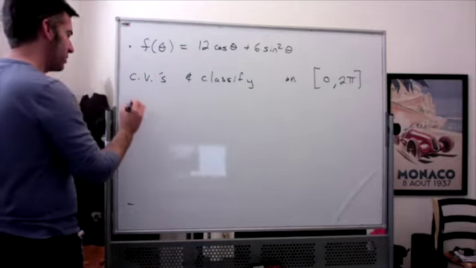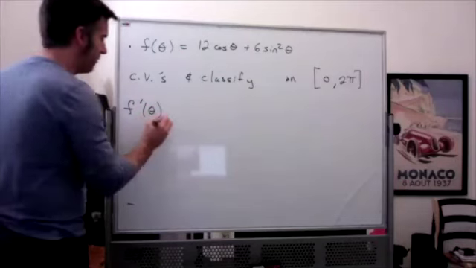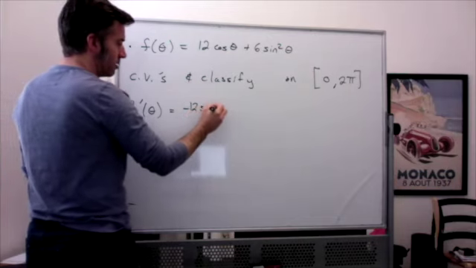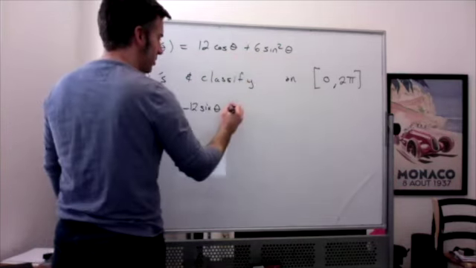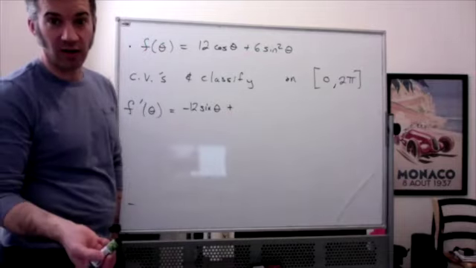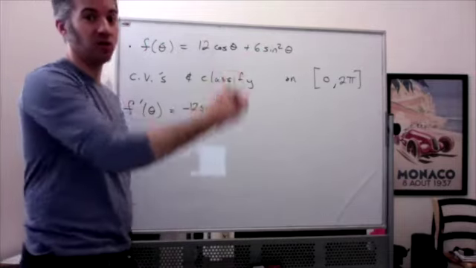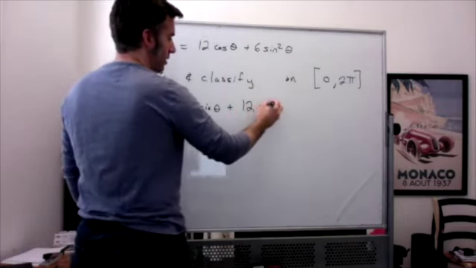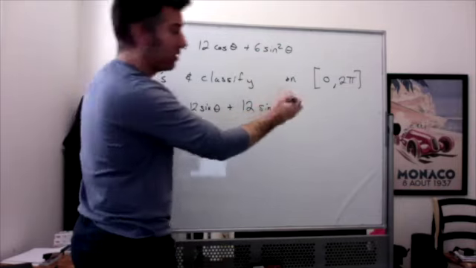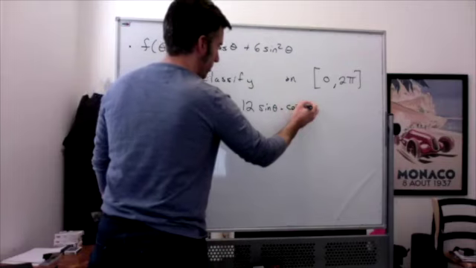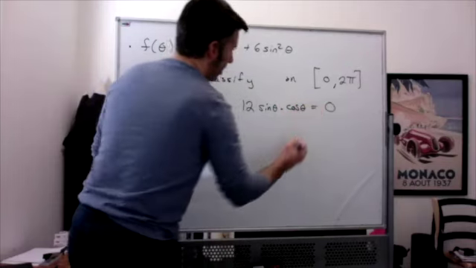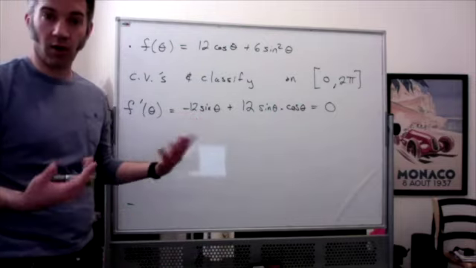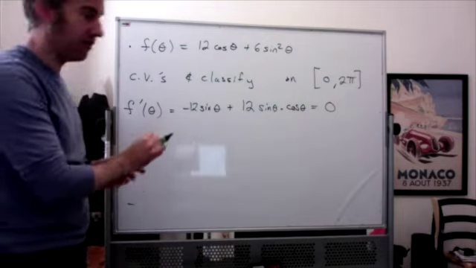So let's find the critical values. Take the first derivative. f'(θ) is going to be −12 sin θ. And then the derivative of 6 sin² θ: when you take the derivative of sine squared, you get 2 times your function times the derivative of your function. So you get 6 times 2, so 12 sin θ to the first power times the derivative of sin θ, which is cos θ. And we're going to set that equal to 0. Technically, we're seeing where it's 0 or undefined, but sine and cosine are both always defined everywhere, so there's no worry about this being undefined.